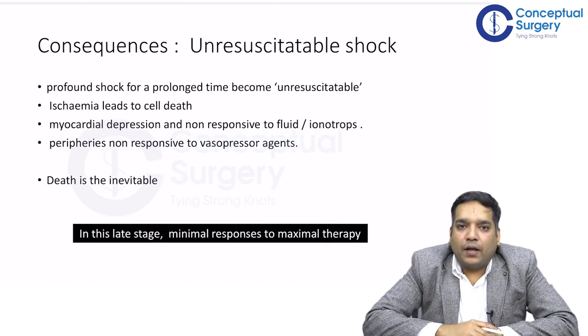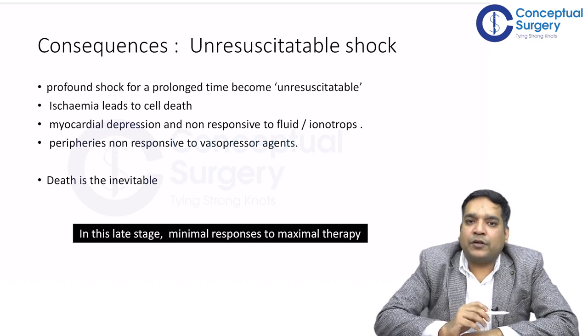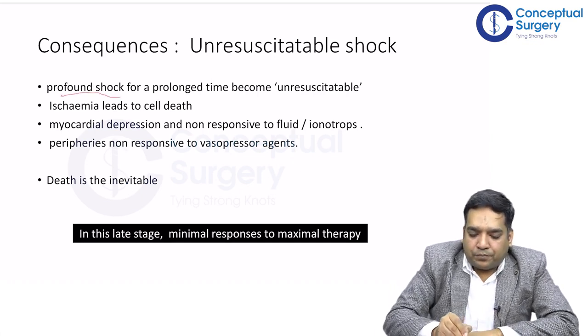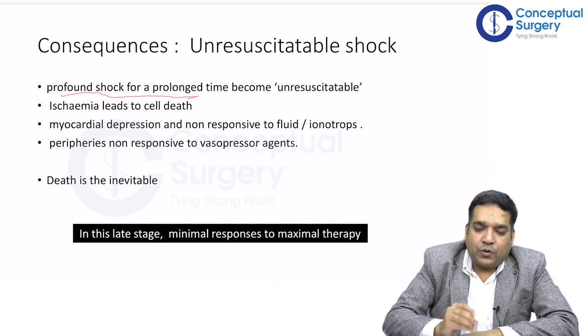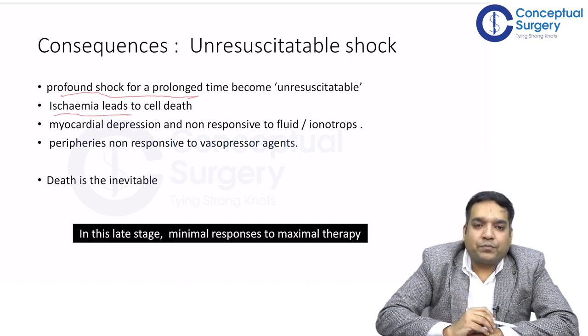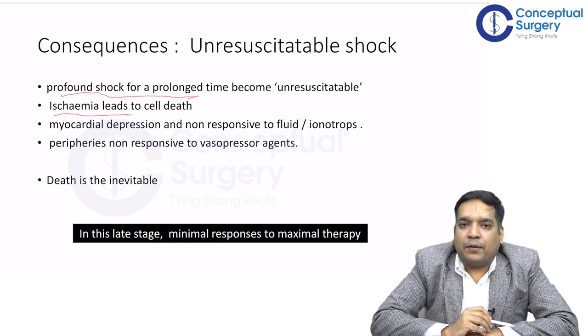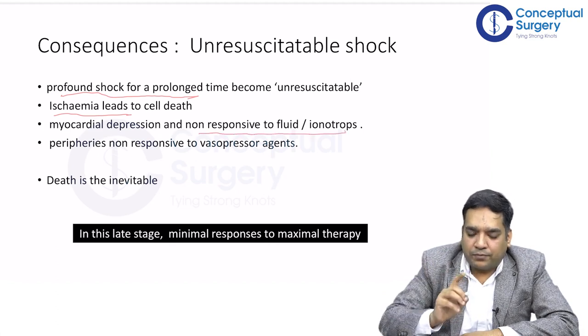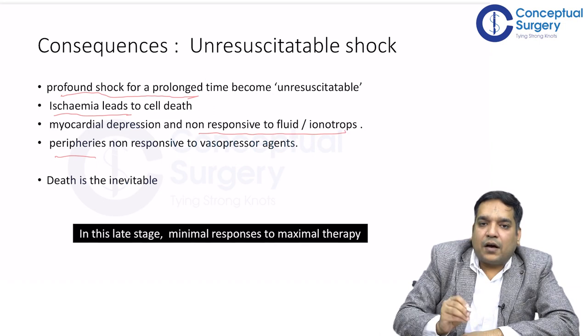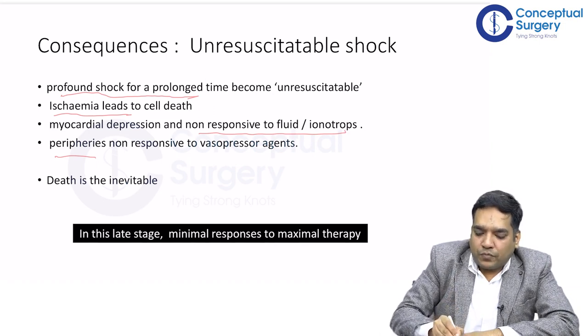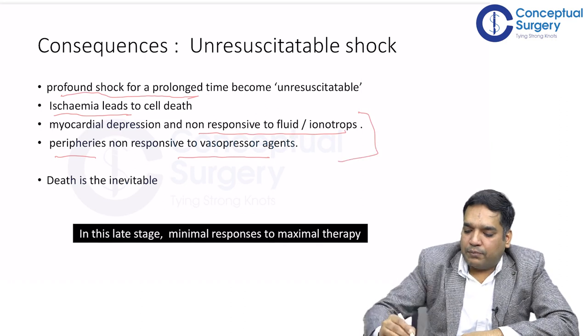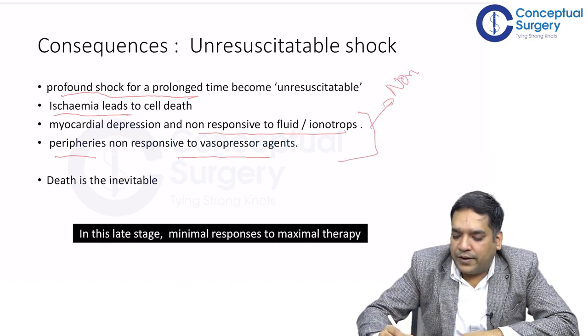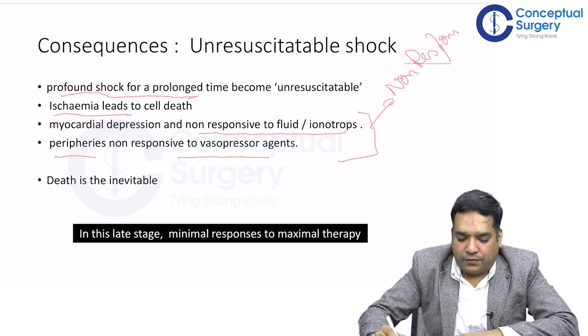So guys, I'm going to discuss about irreversible shock. Irreversible shock basically happens when profound shock or a severe shock remains for a longer time. Okay. So in this, the ischemia leads to cell death and there is a severe myocardial depression and the myocardium becomes non-responsive to fluid or inotrope. This is very important. And along with the myocardium, the peripheries are also non-responsive to vasopressor agent. So this is very important. Basically, it is a non-responsive clinical condition. Just remember that, non-responsive. Right?